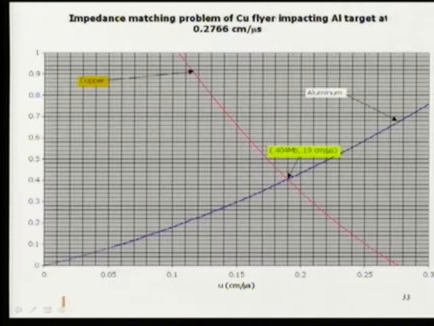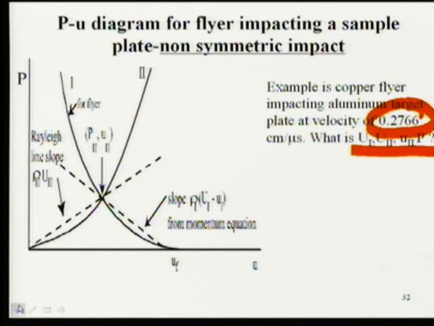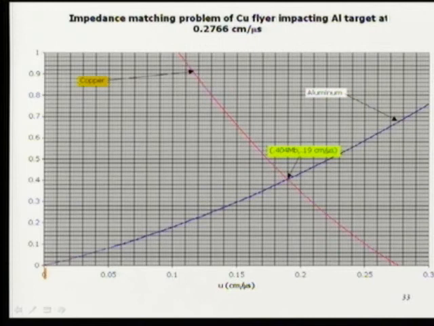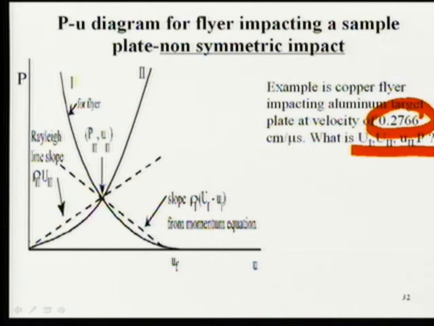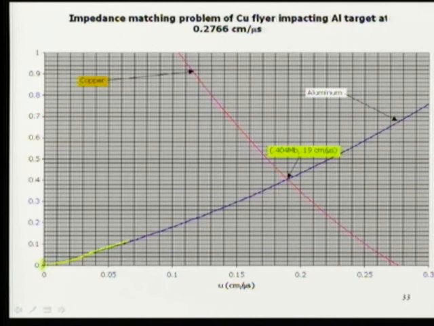Well, here's the impedance problem in a PU diagram. We've already done the XT diagram. So here is the principal Hugoniot of aluminum. And let's go back and remember that in this case, the flyer is copper. Let me label that, that's probably a useful thing. Since this is the flyer, this is copper, and this is aluminum. So the shock going from left to right in aluminum is going to be along the principal Hugoniot, this one.